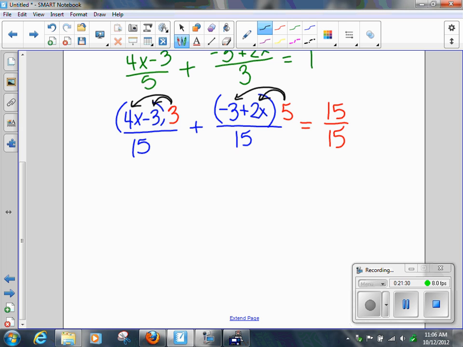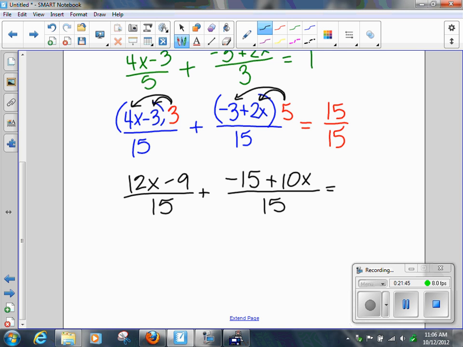When we distribute, we're going to get 12x minus 9 over 15 plus, you tell me, negative 15 plus 10x over 15 is equal to 15 over 15. All right, what do y'all want to do? You want to go one numerator over one denominator.